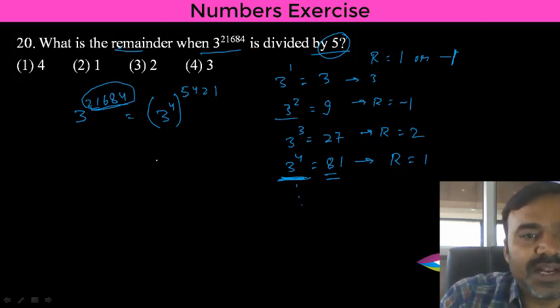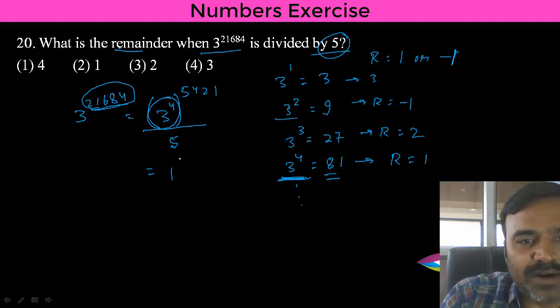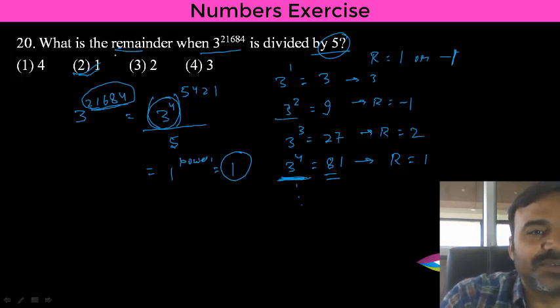5421. Now 3 raised to 4 is 81, divide this by 5. For this 3 raised to 4 you will get remainder 1, and whatever the power is does not matter, 1 raised to the power anything is equal to 1. So the answer to this question is 1, that is the second option.